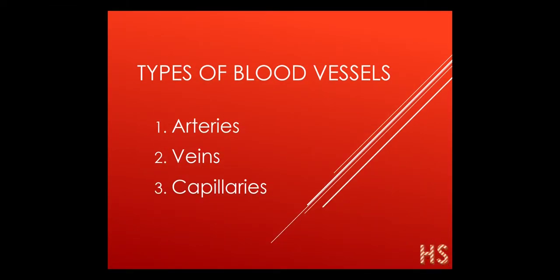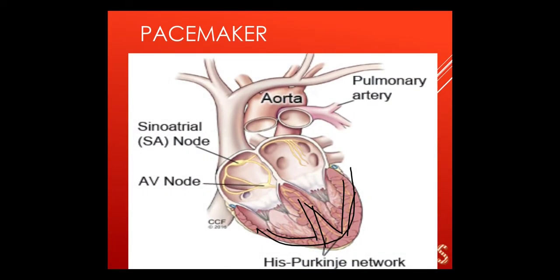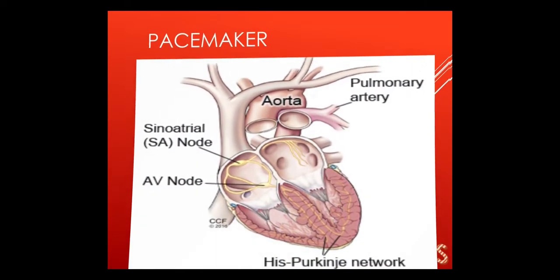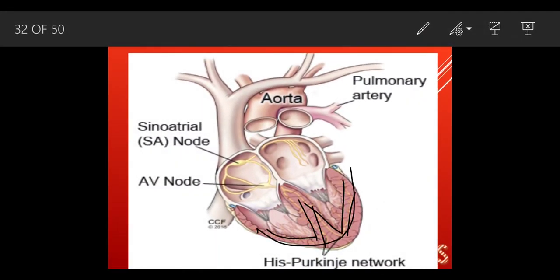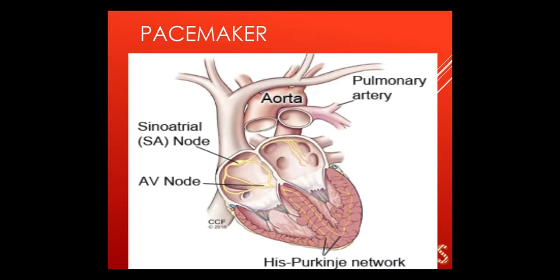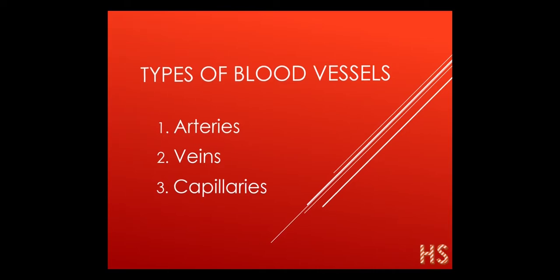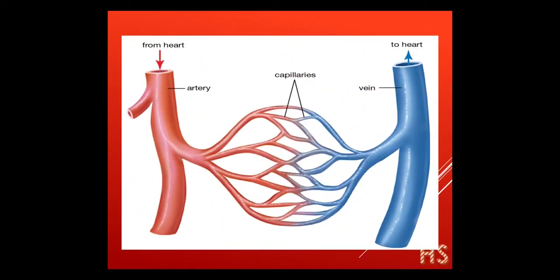Now the types of blood vessels: arteries, veins, capillaries, okay. Arteries, veins and capillaries, these are the three main blood vessels. What I said to the blood vessels, they are the road, okay. What is the function of the road? The function of the road is to transport the blood to each and every part, okay. So same like that, the arteries, veins and capillaries function. Now we are going to discuss the artery, veins and capillaries in detail.